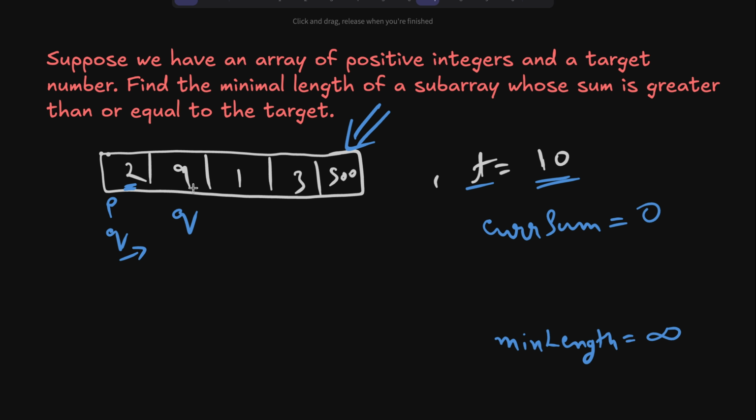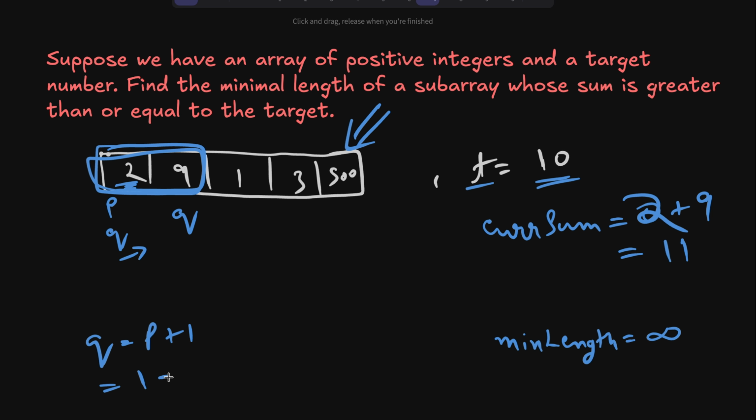So with that in mind, now let us calculate the sum for this particular window. We already had 2 here, right? So the current sum was already 2 earlier. I just forgot to update it. Now that we have 9 here, I will simply add 9, okay? So it gives us 11. It means we have a valid condition here. It is greater than 10. So I'm going to take the length of this particular window. The length is going to be q minus p plus 1, which is 1 minus 0 plus 1, which is 2, right?